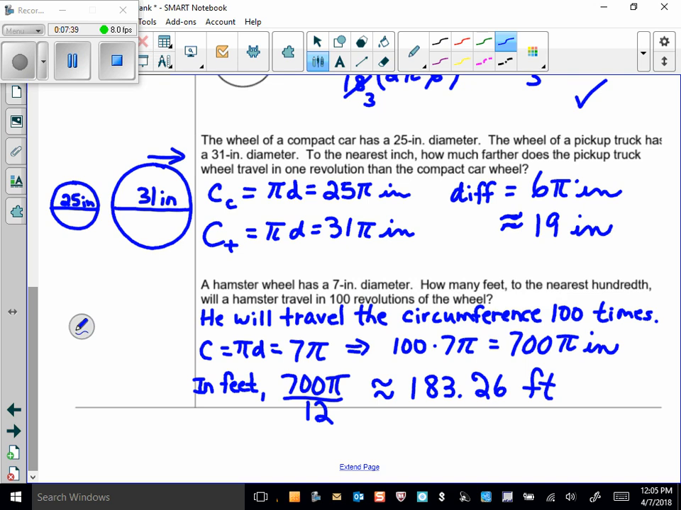That's what I did here. I got 700 pi. But I got to read the question carefully. It says how many feet, and what we knew was the diameter in inches. So I got to change this to feet. So I divide by 12 and then I round it off, get 183.26.